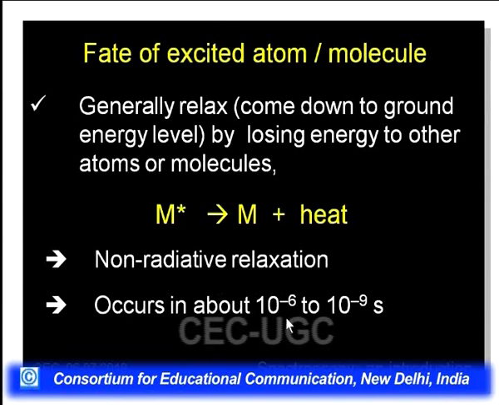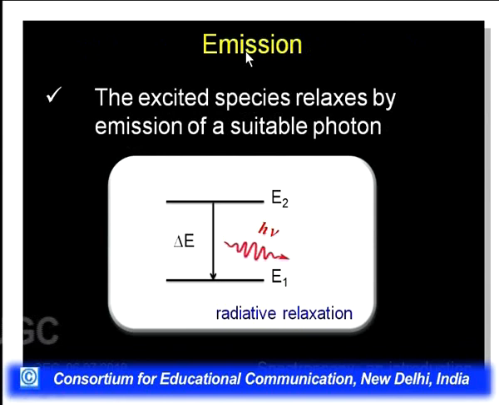Another possibility is that there can be an emission of radiation. That means the system to begin with was at a lower energy level. I give energy to that by radiation, and the system has gone to a higher energy level. From the higher energy level, a system, and by system I am referring basically to atoms or molecules, can come down to the ground state by giving out a photon. This is called radiative relaxation, or also called emission. So, there is a second possibility. One possibility was that because of interaction of radiation and matter, there can be absorption of radiation. In this case, the second possibility is that there is an emission of radiation from a system in the excited state.